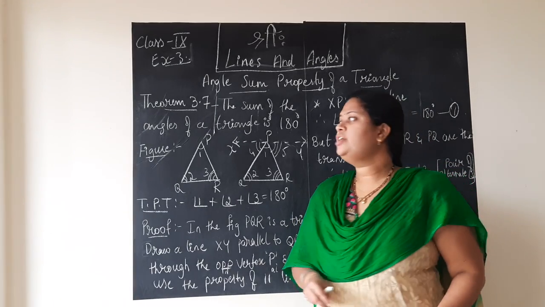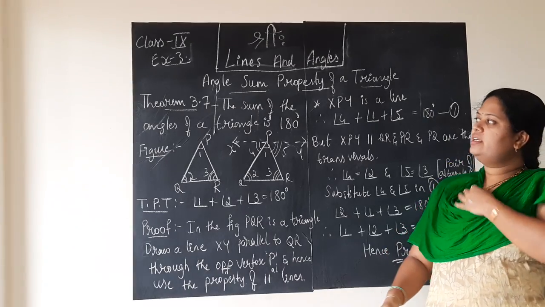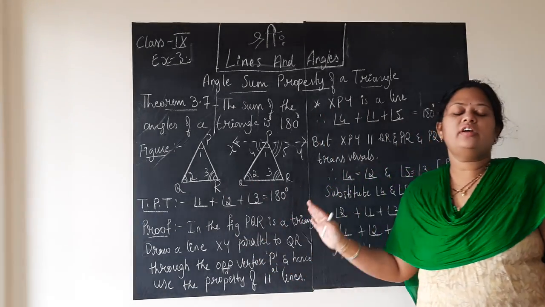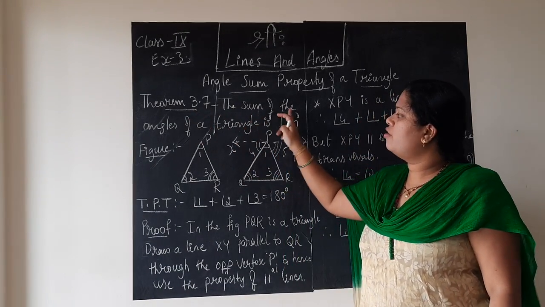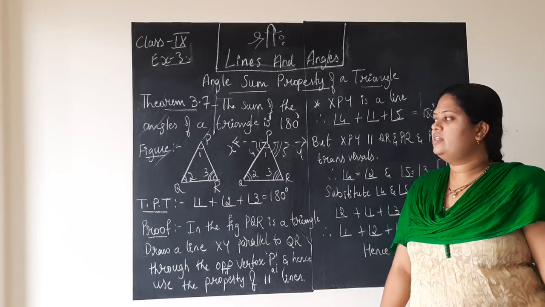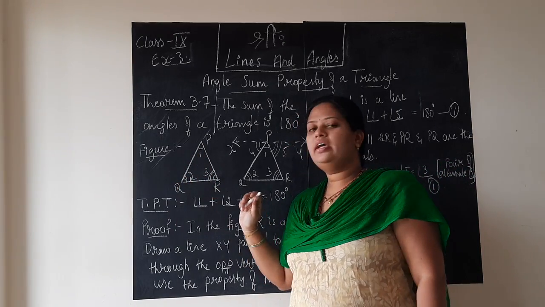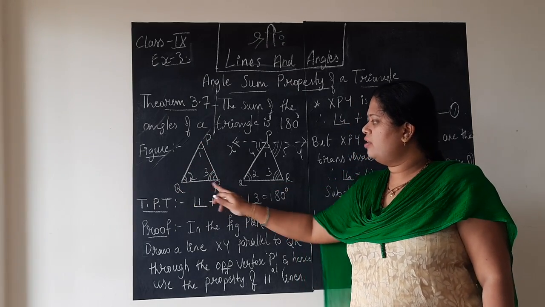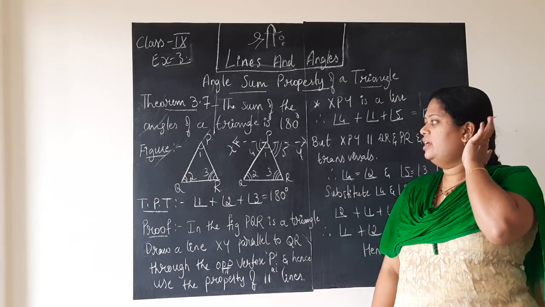So today we are going to prove the angle sum property of a triangle. The statement of the theorem is, and you have this proof as well, children, you have to write this in your classwork also. It states that the sum of the angles of a triangle is 180 degrees. That is the statement. And you have the figure. In the figure you have the triangle PQR. The vertices of the triangle are P, Q and R. 1, 2 and 3 are the three angles of the triangle.